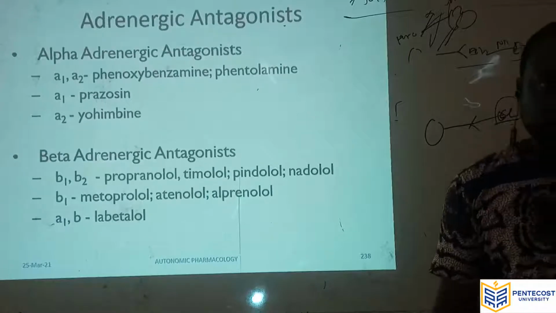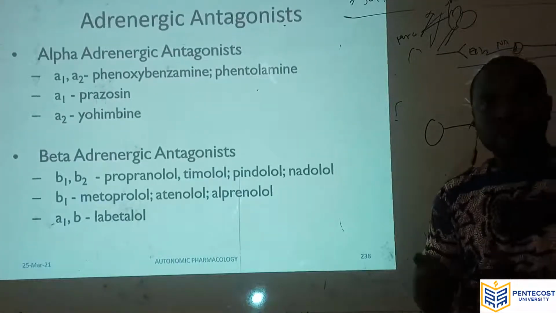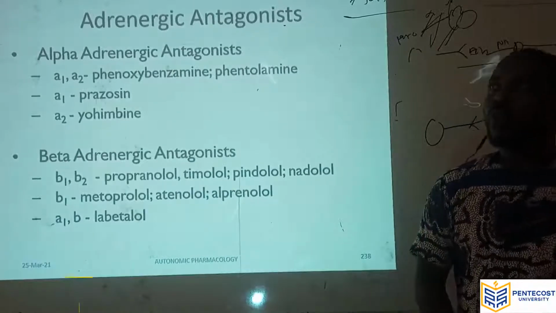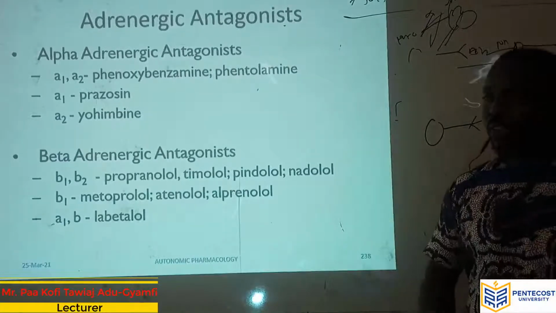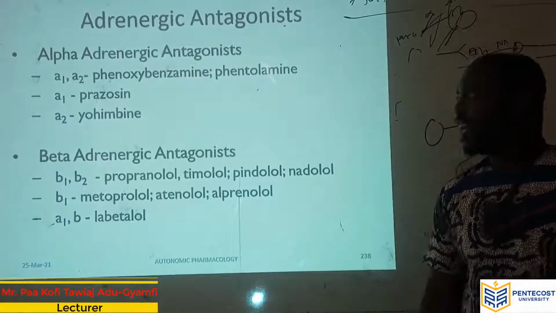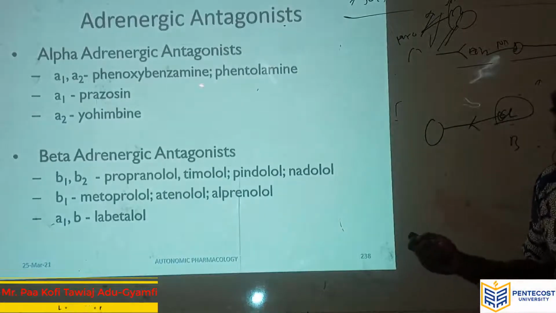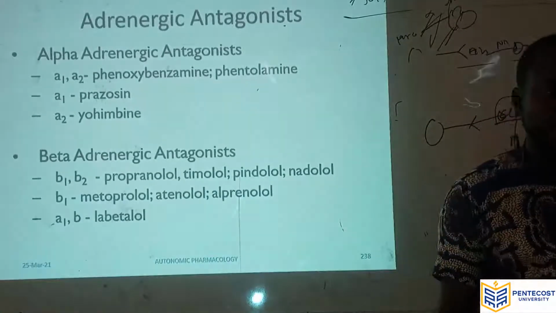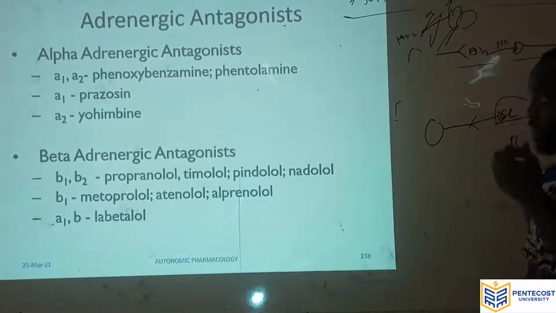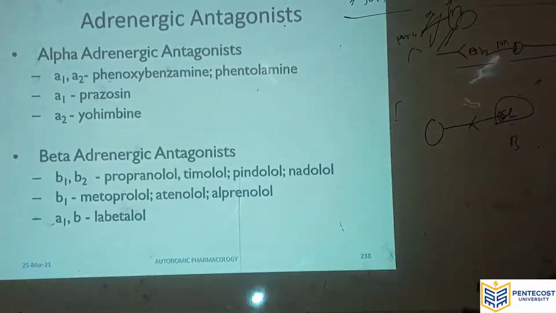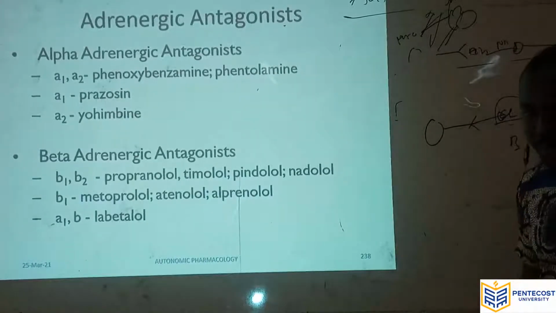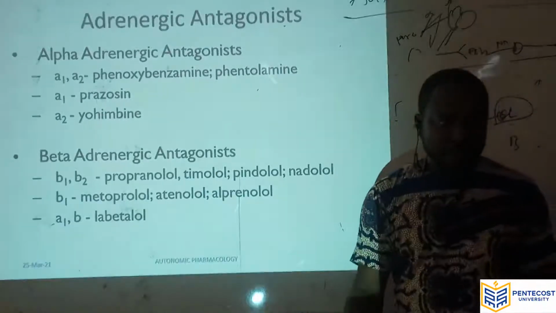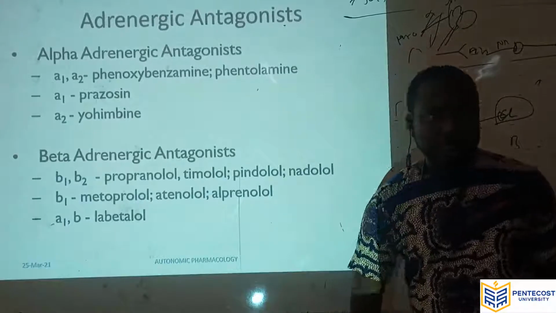We know what an antagonist is. Agonists interact with the receptor and activate the receptor. So agonists will go and help in activating the receptor. And antagonists are drugs that bind to the receptor but do not activate the receptor. So now let's look at some antagonists. We are going to look at alpha antagonists and beta antagonists.